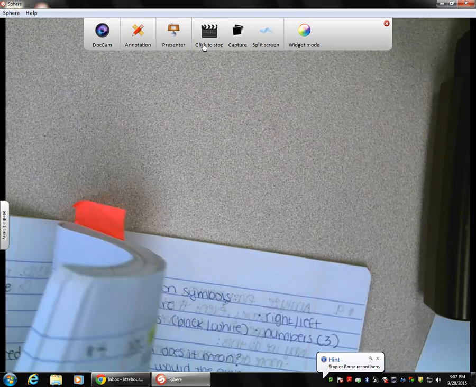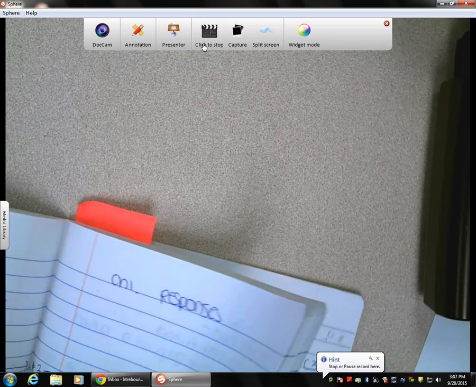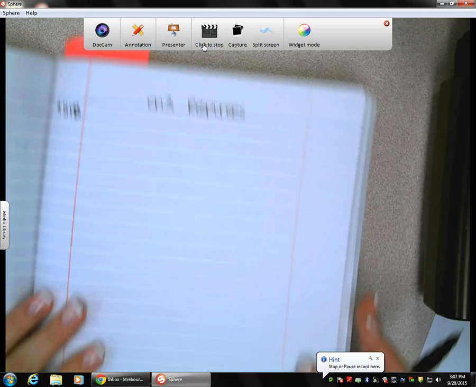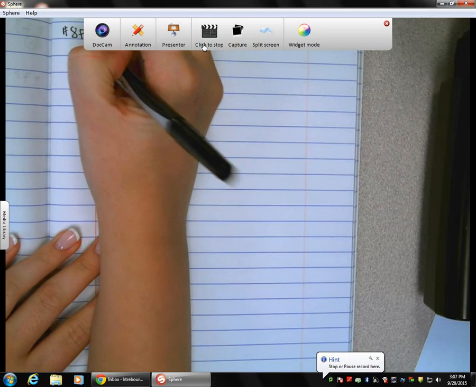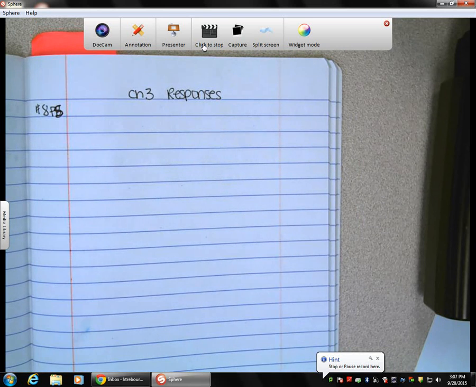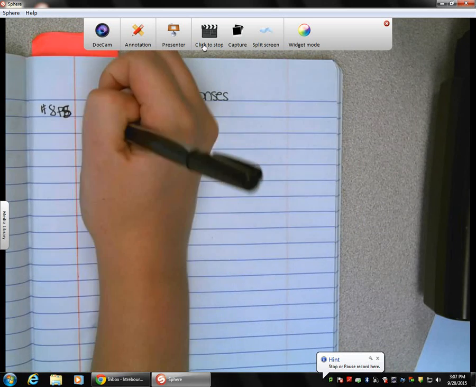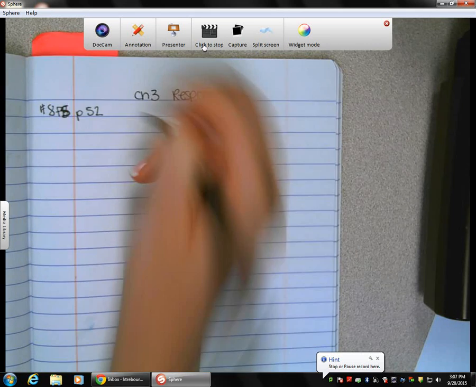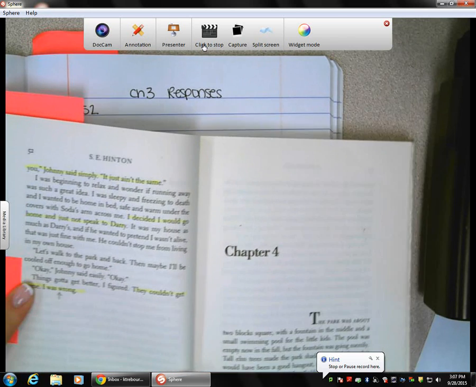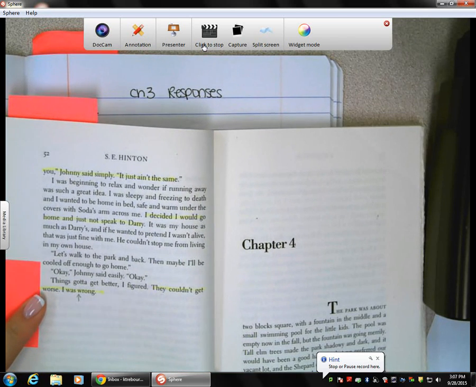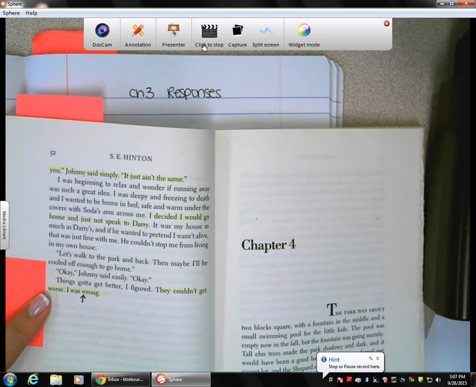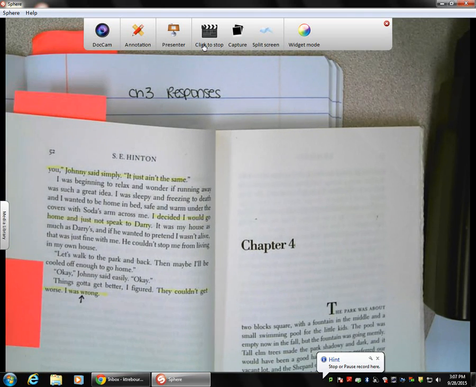So first we're going to go to chapter 3 because we have a great example of foreshadowing in chapter 3. So I'm going to label it number 8, SS. And if you go to the last page of chapter 3, so it is page 52, we see that Ponyboy says, "Things gotta get better. I figured they couldn't get worse. I was wrong." So this little part right here where he says, "I was wrong," lets us know that things are going to get worse. So here's where you can make a prediction.